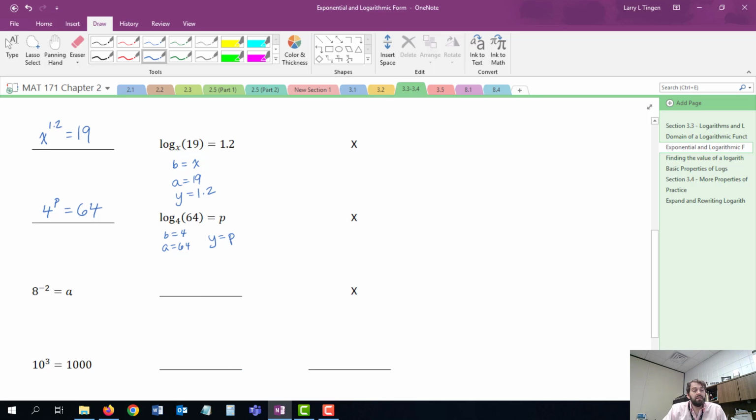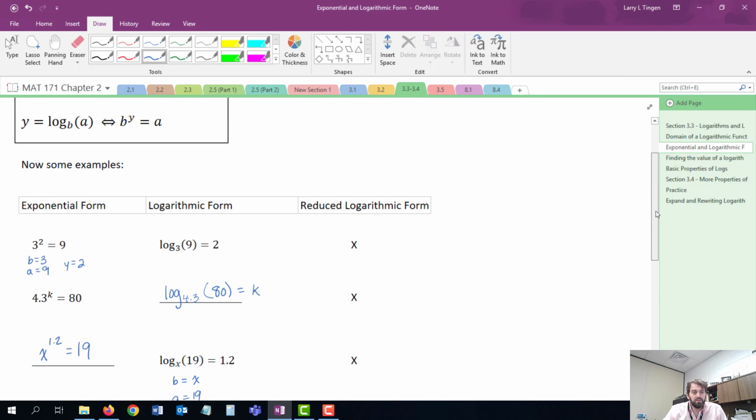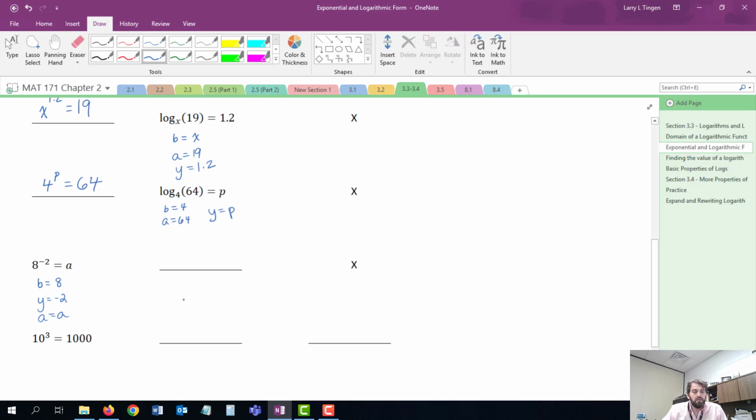Next, 8 to the negative 2 is equal to a. The base is 8. I don't have an argument because I'm in exponential form, so I have a power. The power is negative 2. And then a is a, because that's the letter that came along to play. So let's go back and look. Log base b, b is 8, of a, which is a, is equal to y, which is negative 2.